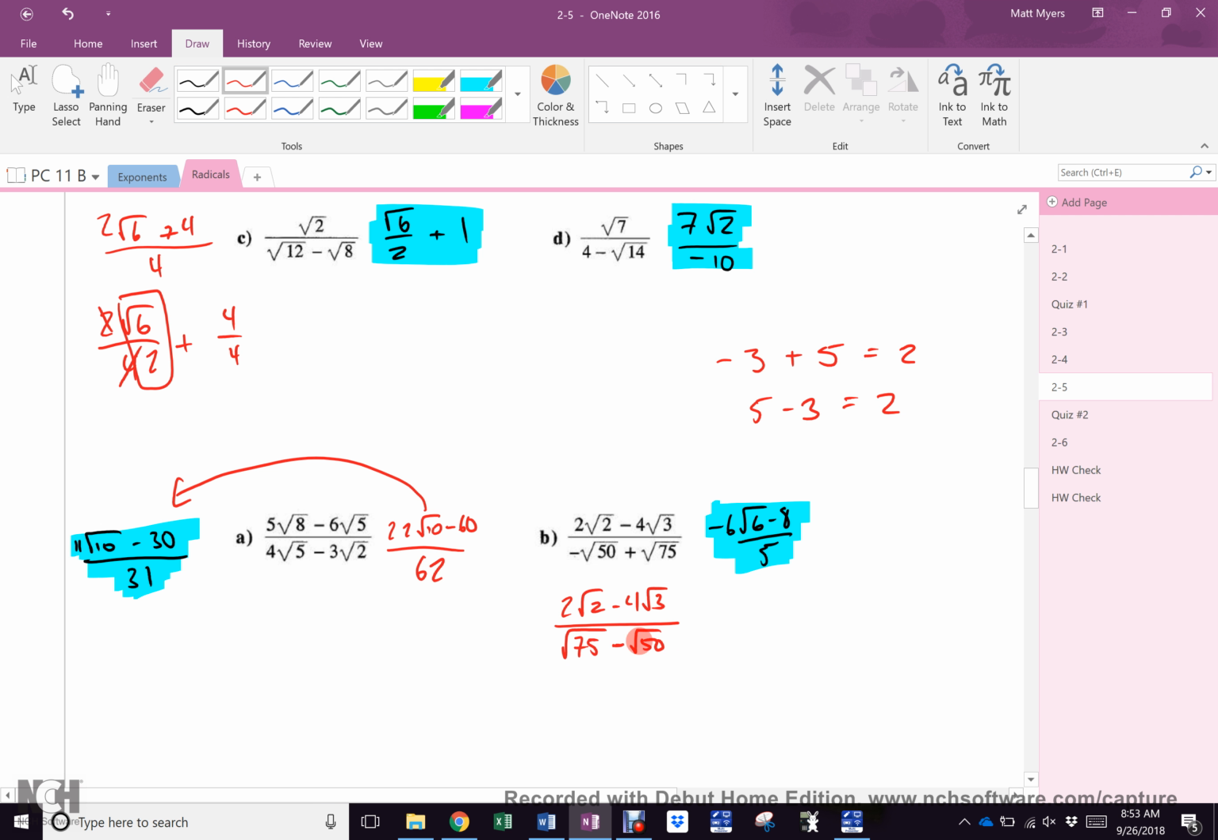Because what's the conjugate of that? That would be root 75 plus root 50 over root 75 plus root 50. Now, you'll notice I didn't simplify it at first, right? Like I could have simplified 50 and 75 right now, yeah? And I always say simplify, simplify, simplify, simplify. But this ugliness here made me want to leave that. Right? That's why I did it.